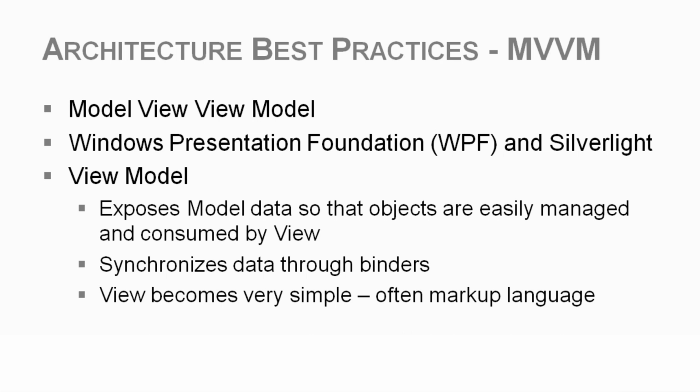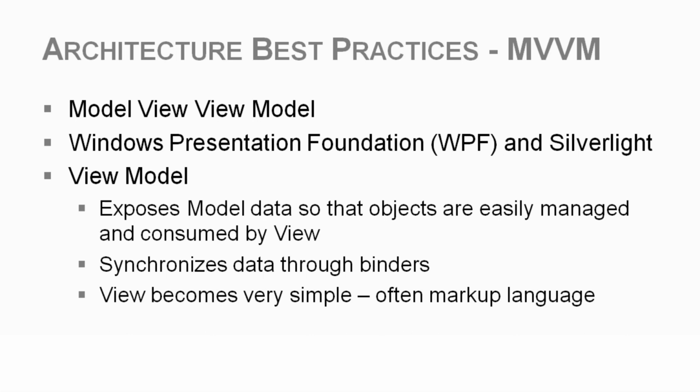The view model exposes the model data in such a way that the view can easily consume it, and it does that consumption through data binding. So that data is synchronized through binders, and that's two-directional binding, by the way. If there are changes in the view, the view model sees those changes. Likewise, if there are changes in the view model, the view will see those changes.